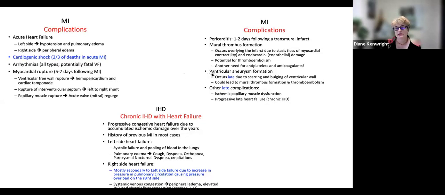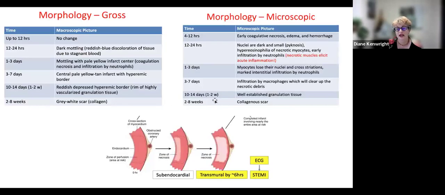Late complications include ventricular aneurysm formation. So let's go back here and think about a collagenous scar. This collagenous scar can be quite thin and it can just balloon out. And this of course makes the pumping really, really inefficient.